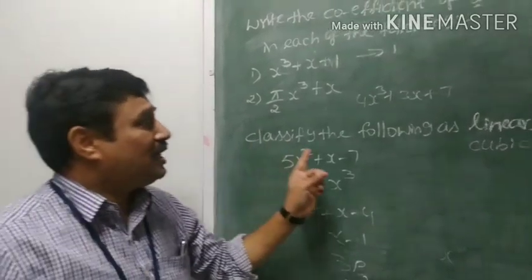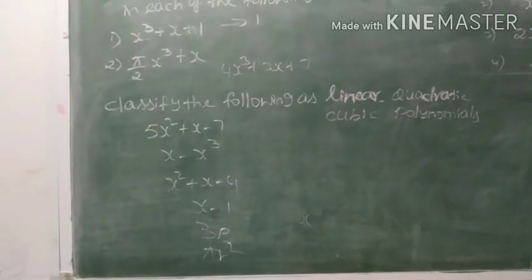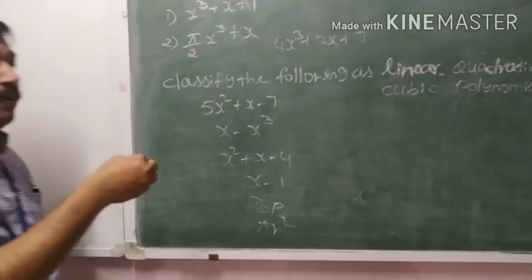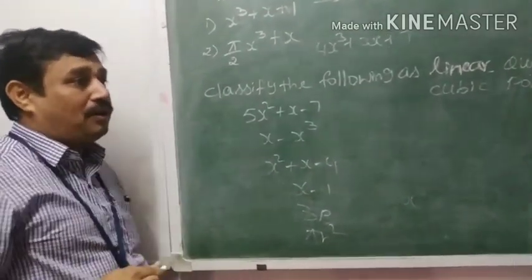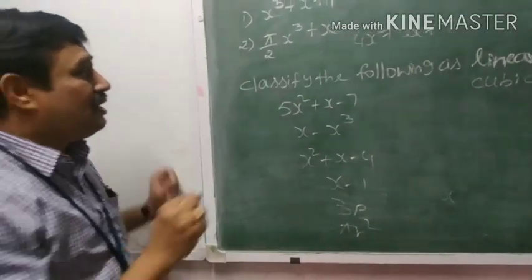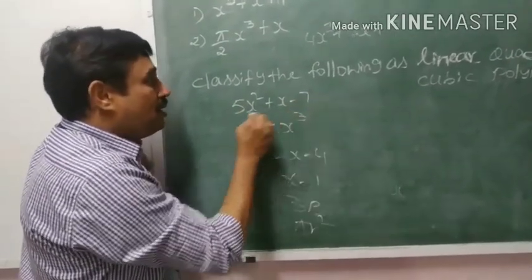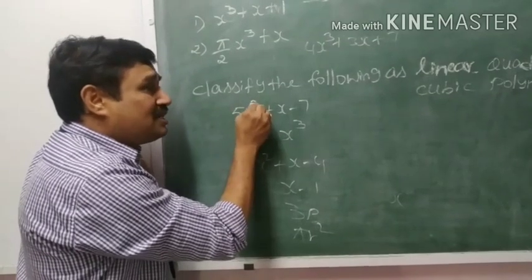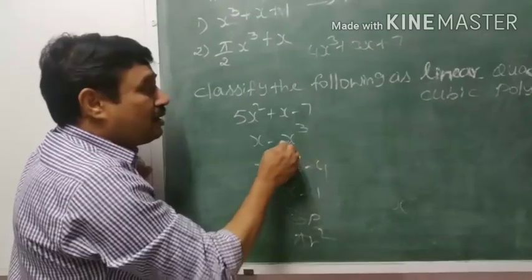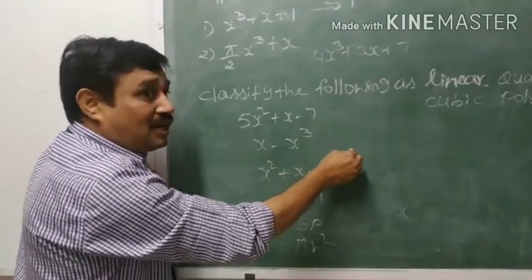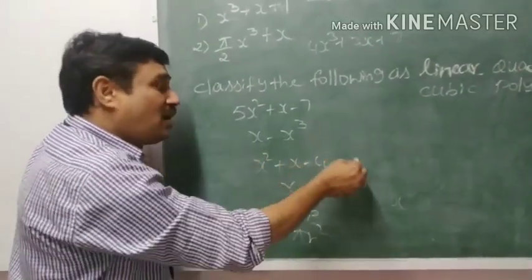Next, classify the following as linear, quadratic or cubic polynomials. Before, we have discussed some types of polynomials: constant polynomial, linear polynomial, quadratic polynomial, cubic polynomial and biquadratic polynomial. Based on that, we can say whether it belongs to quadratic, linear or cubic polynomial. Now here the power is 2. The power is nothing but the degree. If the degree is 2, then it is a quadratic polynomial. Here the degree is 3, so we can call it a cubic polynomial. Here the degree is 2, so we can call it a quadratic polynomial.